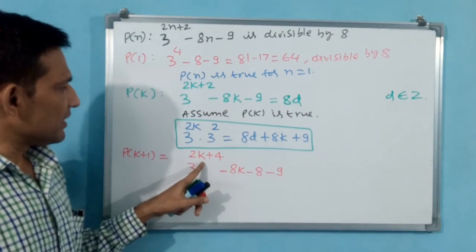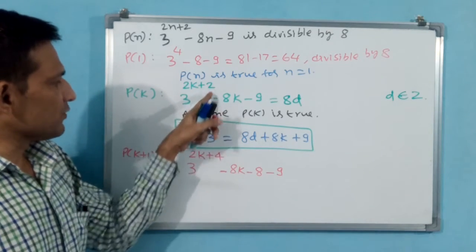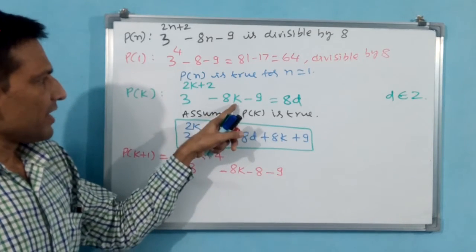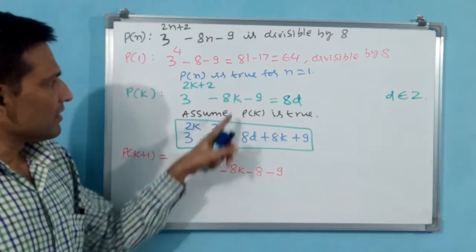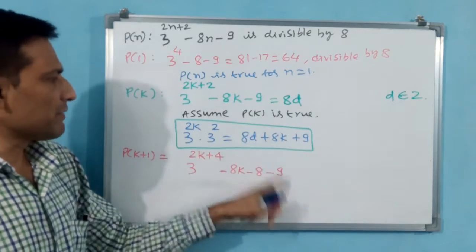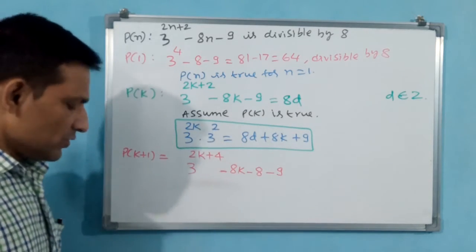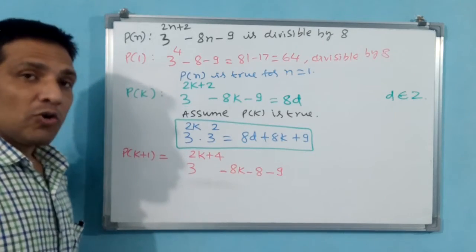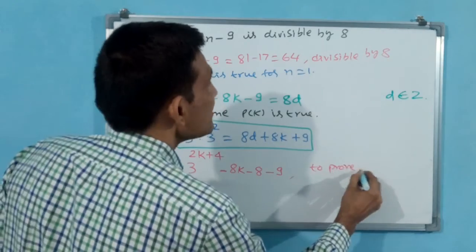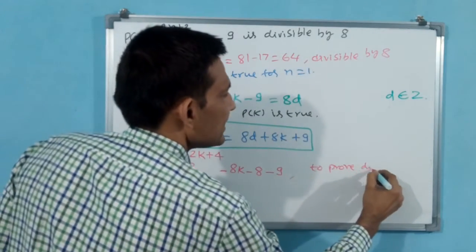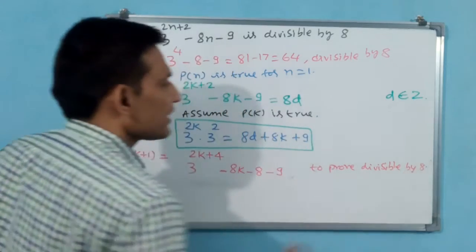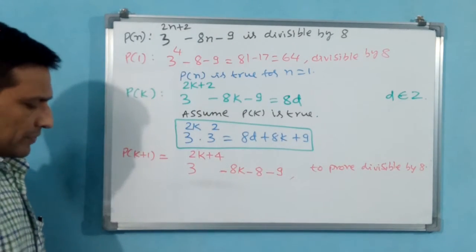K plus 1: 2k plus 2 plus 2, 4. Okay. Minus 8k minus 8, k plus 1. This is also correct. 9 minus 9. Okay. Now you see what you have to write. Write down here, to prove divisible by 8. That you have to write definitely.